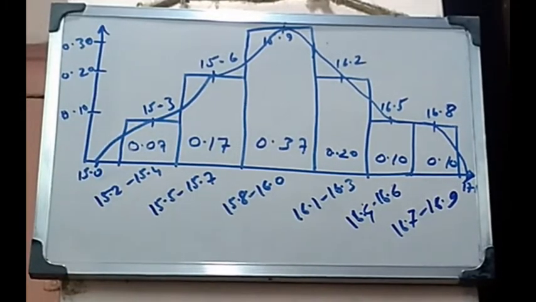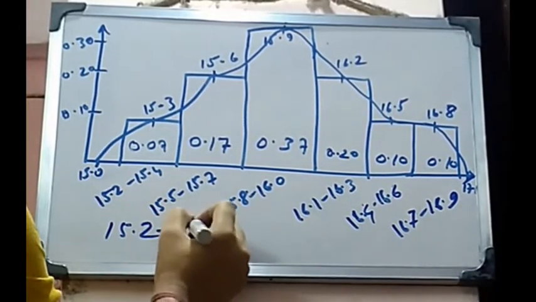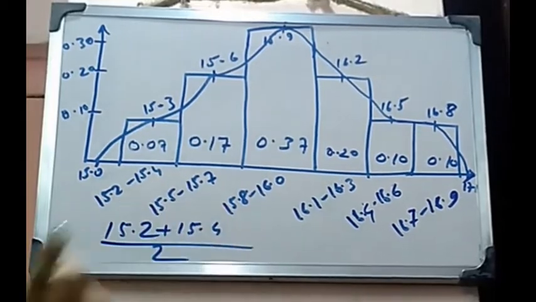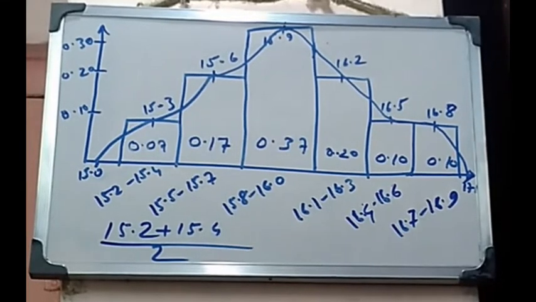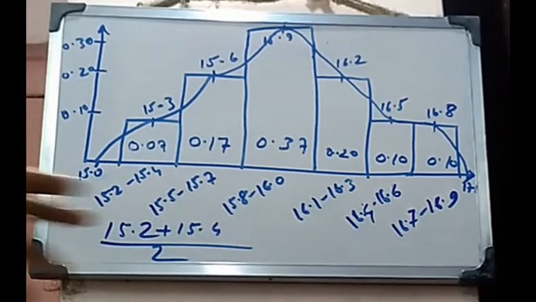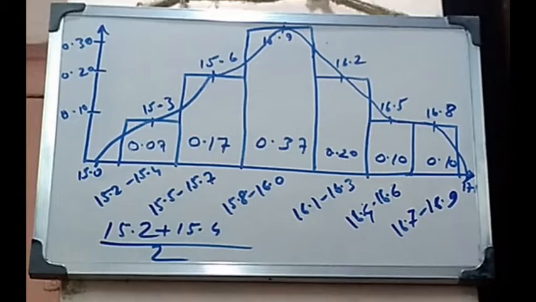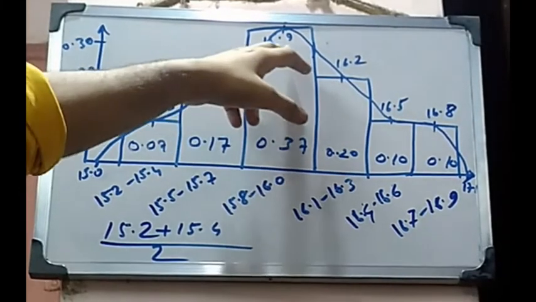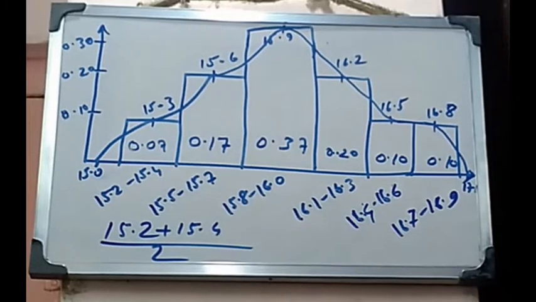How to calculate the midpoint? This is another way to calculate the midpoints. Just add these two and divide by 2. That means 15.2 plus 15.4, which is 30.6, and divided by 2 becomes 15.3. Similarly, we can find the next midpoints. So these are 15.6, 15.9, 16.2, 16.5 and finally 16.8.